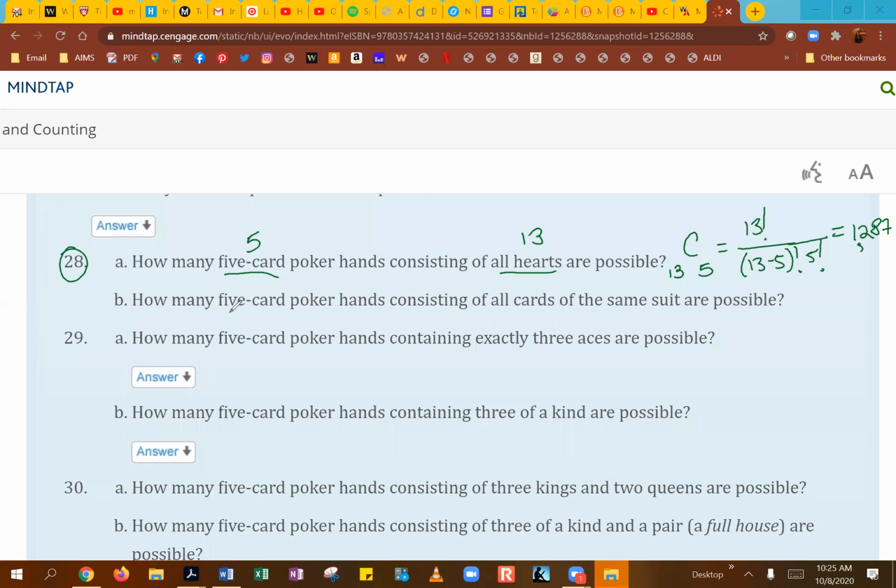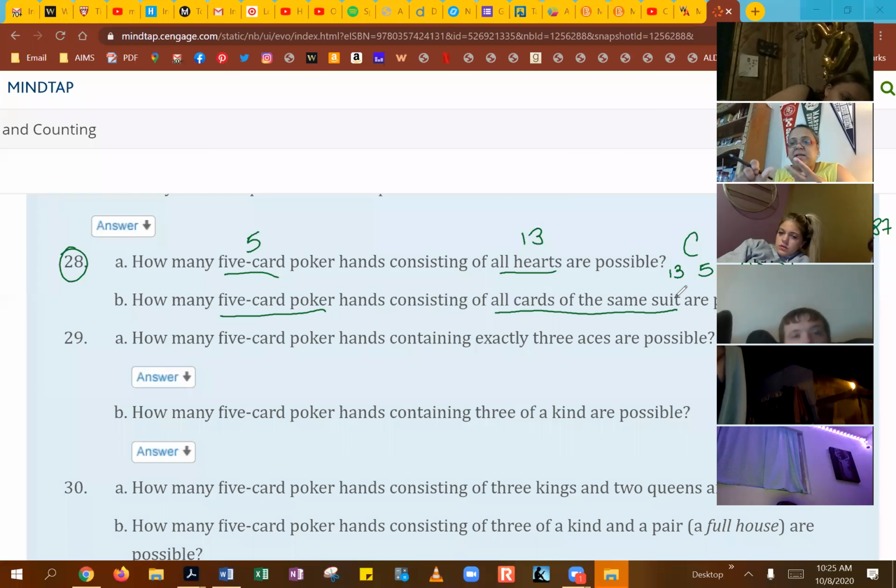The same thing on the second one, but now they're saying for a 5 card poker hand, they want cards from the same suit, which means they can be hearts, they can be diamonds, they can be spades, or they can be clubs. So how would we come up with that calculation? So all of them could be hearts, could be diamonds, could be spades, could be clubs. So how many different ways can we do that? How would you do that calculation?